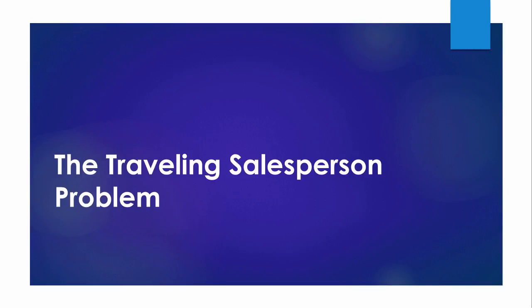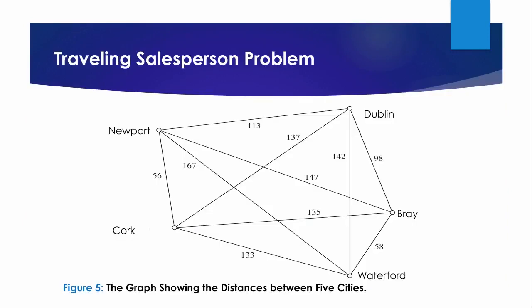We now discuss an important problem involving weighted graphs. Consider the following problem. A traveling salesperson wants to visit each of n cities exactly once and return to his starting point. For example, suppose that a salesperson wants to visit Dublin, Bray, Waterford, Cork, and Newport, as you can see in figure 1. In which order should he visit these cities to travel the minimum total distance?